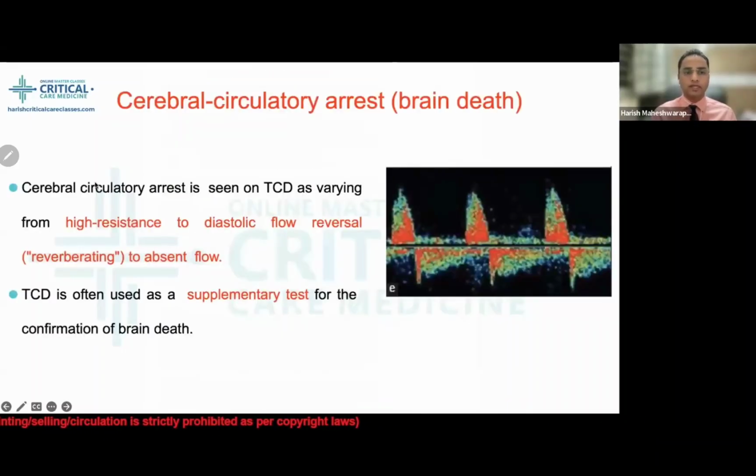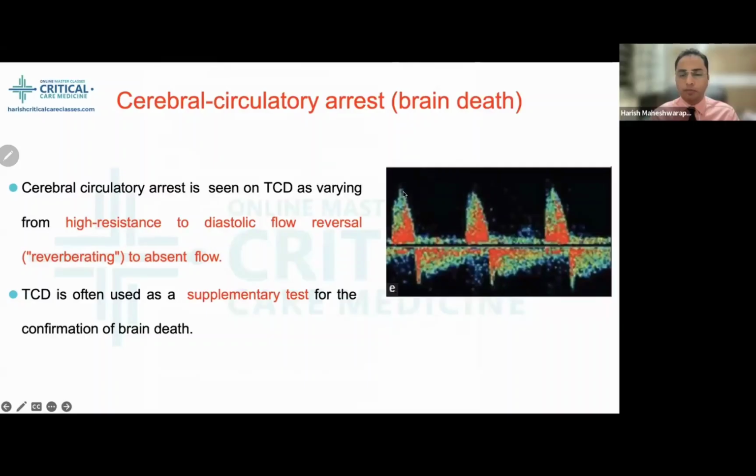Then what is the role of TCD in patients with cerebral circulatory arrest, that is, brain death? Cerebral circulatory arrest is seen on TCD as varying from high resistance to diastolic flow reversal, which we call reverberating, to absent flow. Basically, it may be total absent flow or reversal of the diastolic flow. Diastolic flow should be in a positive direction.